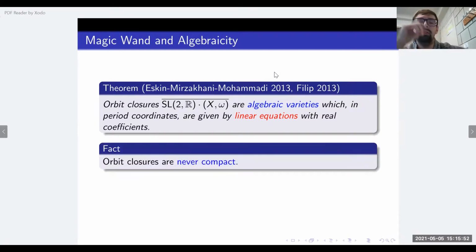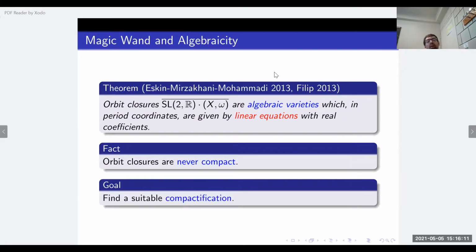Okay, so one of the caveats here is that orbit closures are never compact. If you want to do algebraic geometry, or just in general, if you want to study those orbit closures, things become much nicer if you have compact objects rather than something non-compact. So one of the things that you would like to do is to somehow compactify those orbit closures in a nice way, and I do contribute a little bit to this problem.